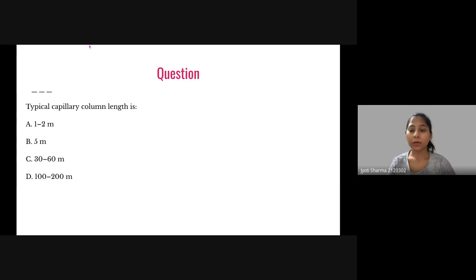Okay, so we talked about the packed column. The second one is the capillary column. So what is the length of the capillary column? 1 to 2 meters, 5 meters, 30 to 60 meters, 100 to 200 meters.